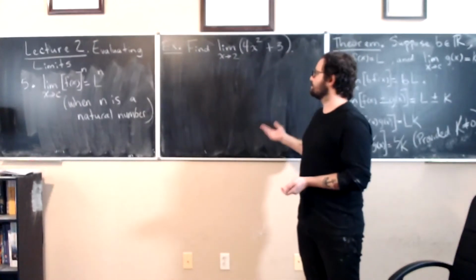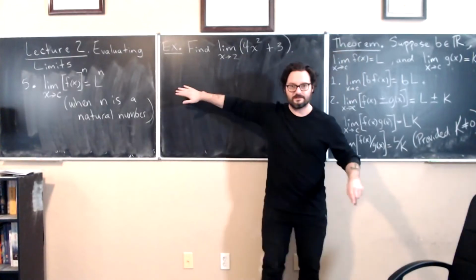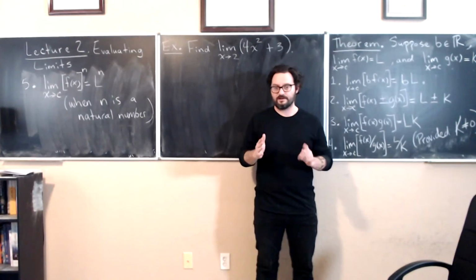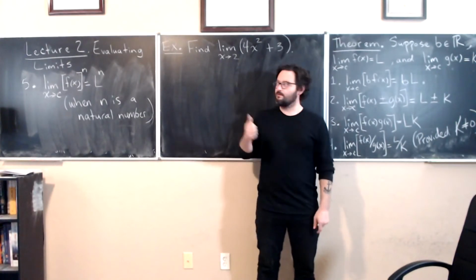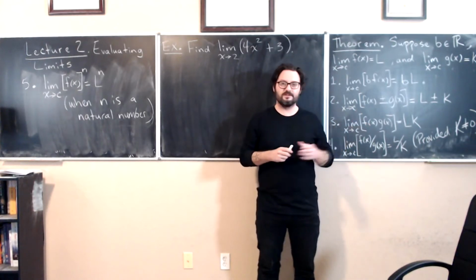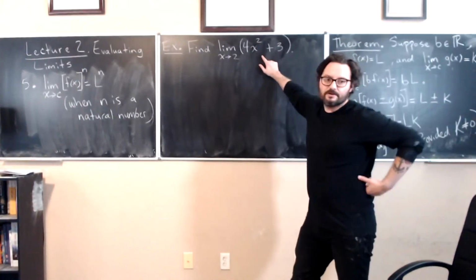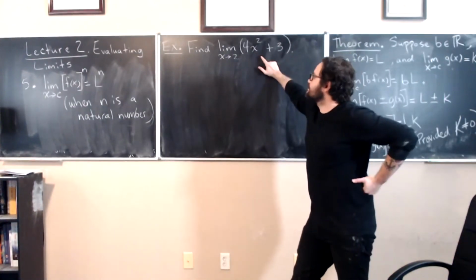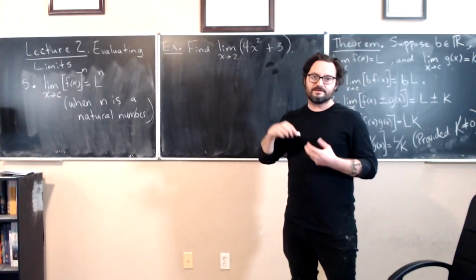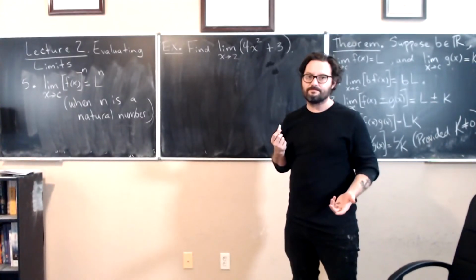So here I've written on the board an example problem. Now, before writing anything down, as I was mentioning earlier, first pause and think about what's going on with the problem. Before trying to apply the rules, pause and think. This function here, 4x squared plus 3. What type of function is this? It's a polynomial function, right?